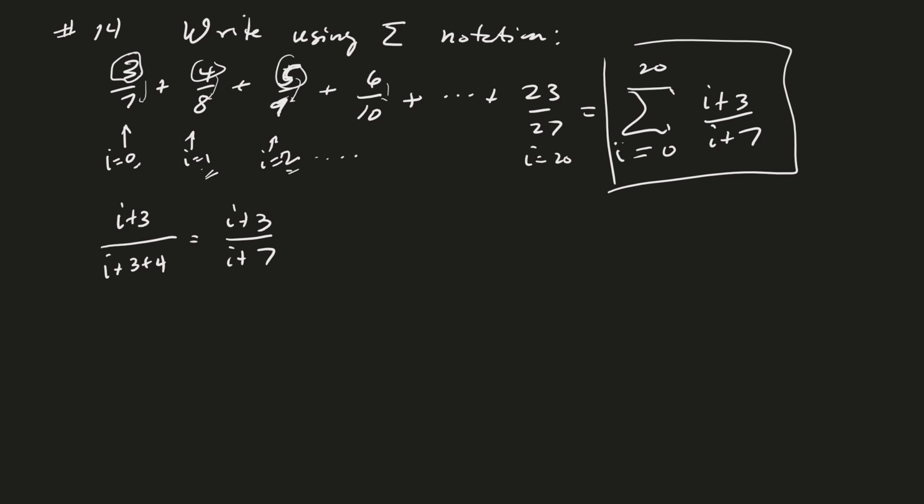So notice, by the way, probably the more natural thing to do would have been to write this as k equals 3 to 23, right? Then you would just have k over k plus 4 or something similar, something equivalent. Very good. So the section on sums is pretty short.